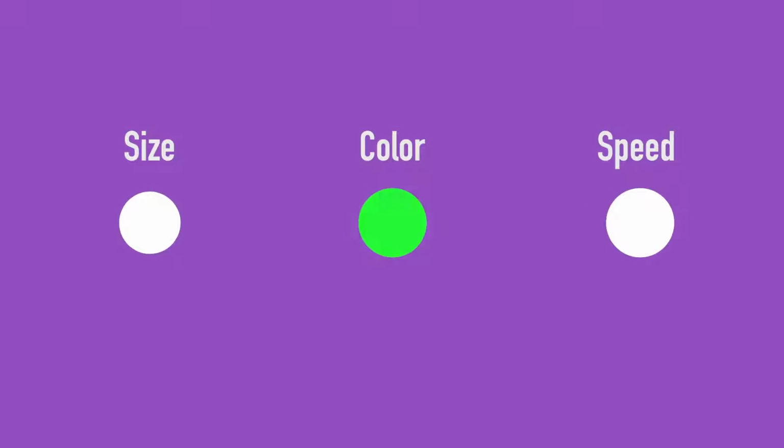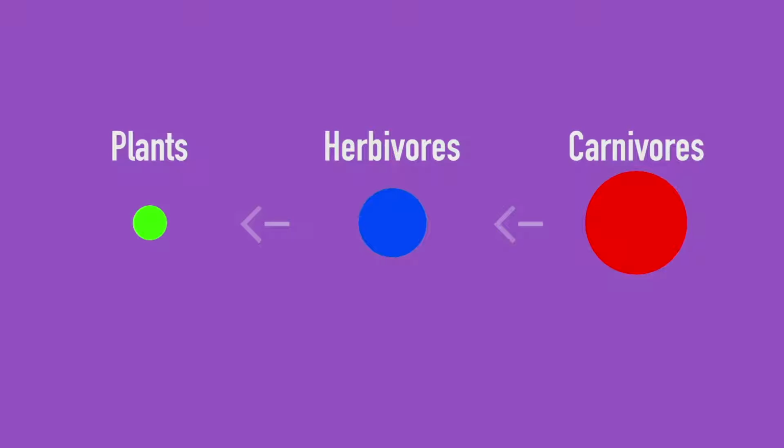In my project, I have 3 particles with unique characteristics that vary in size, color, and speed. These particles represent the creatures that inhabit the ecosystem, which are plants, herbivores, and carnivores. Each creature is food for the other. The plant is consumed by the herbivore, and the herbivore is consumed by the carnivore in the circle of life. If the animals do not eat, they will shrink over time, and if they get too small, they will die.